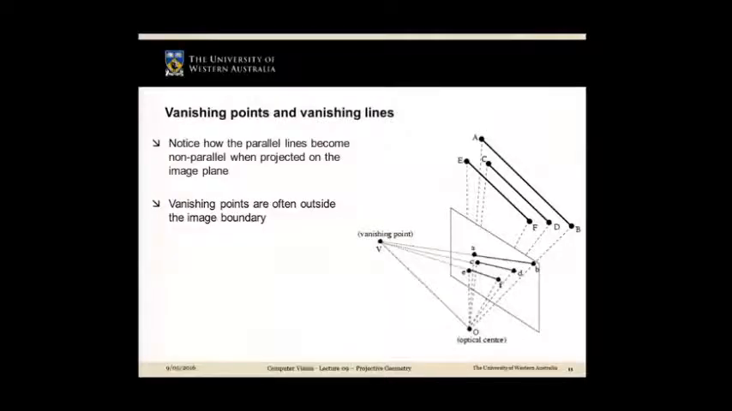And when you extend these lines that are on your image plane, they all converge at a vanishing point, right? And as I've told, this vanishing point can be outside the image. So a b, c d, e f are actually the lines on your image, right?